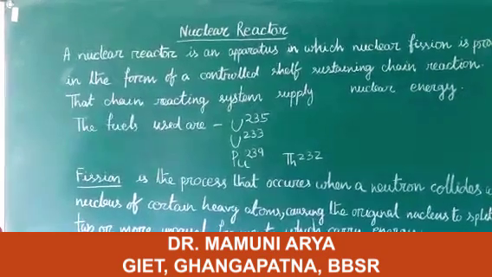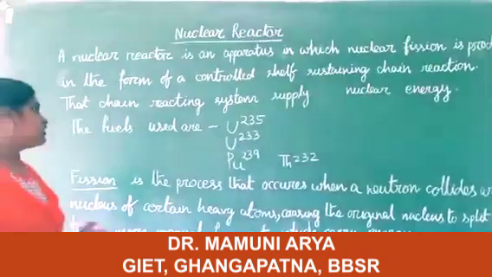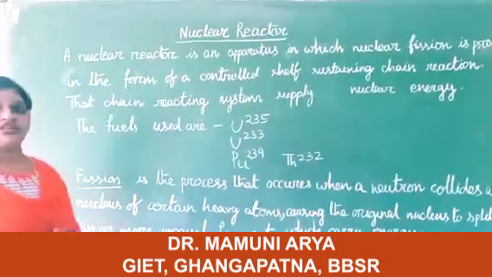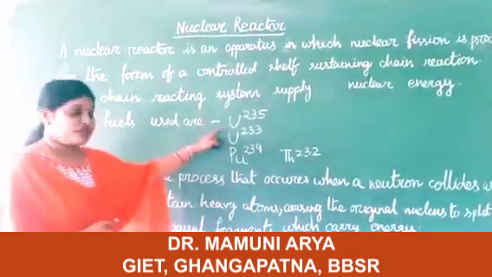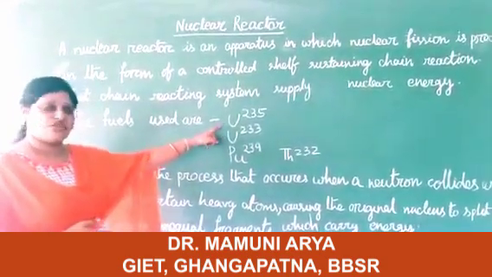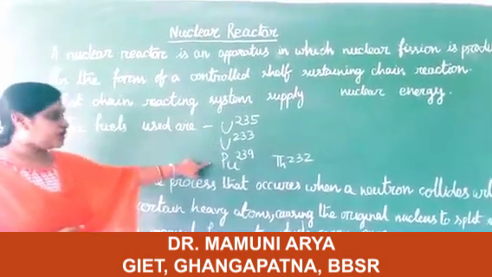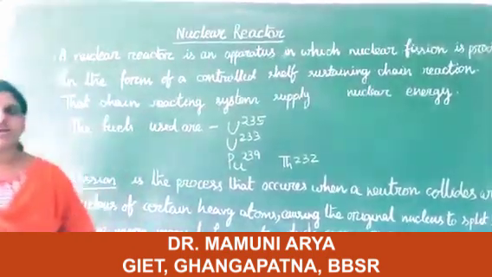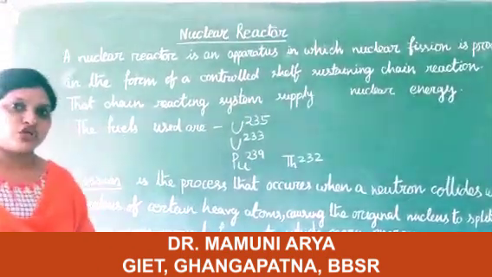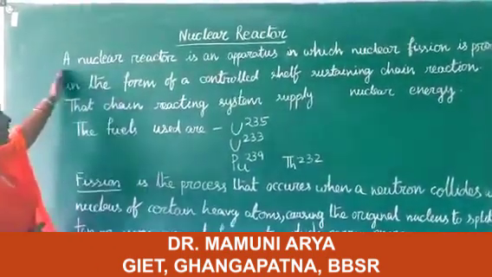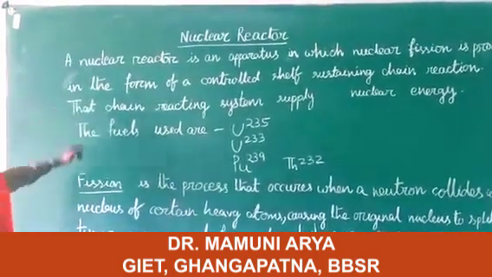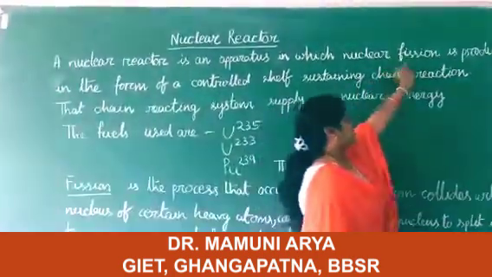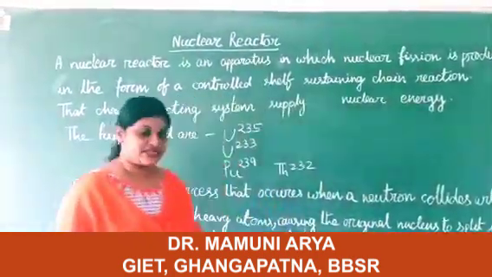So what are the fuels we are using in the nuclear reactor? The fuels used in nuclear reactors are uranium-235, we can use uranium-233, plutonium and thorium. Those are the solid fuels. So from the definition we are finding one word, that is known as fission. So what is a fission process?